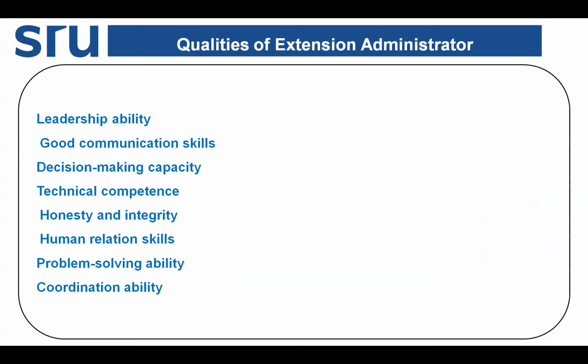Then what are the qualities of extension administrators? Extension administrators have leadership ability. He has the leadership quality to lead the team. He has good communication skills, communicating the right information at the right time to the staff for achieving the work. He has decision-making capacity. He has technical competence and technical knowledge. If any staff is facing technical issues, he will solve the problems.